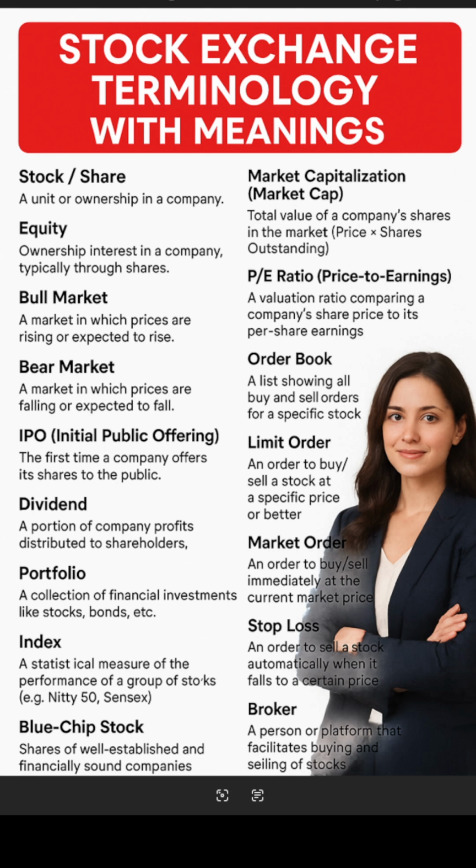Limit: the maximum price movement up or down allowed for a stock in a day. Volatility: degree of price fluctuation in the stock market. Liquidity: how easily a stock can be bought or sold in the market. Yield: income from an investment like dividend, usually shown as a percentage.